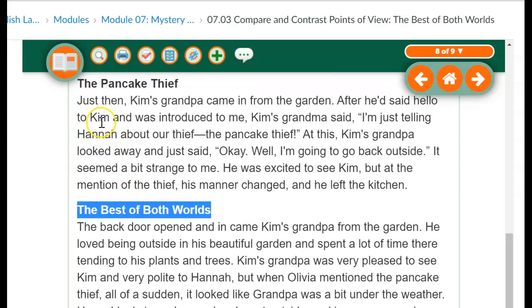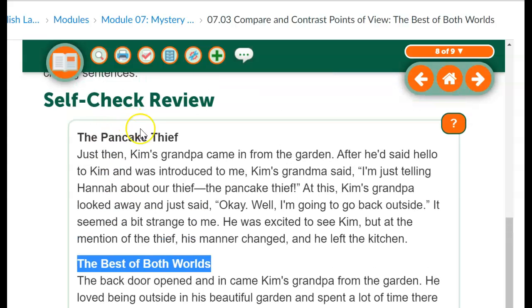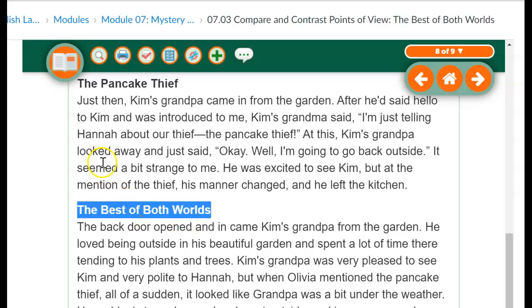So from the pancake thief, it says, just then, Kim's grandma came in from the garden. After he'd said hello to Kim and was introduced to me, Kim's grandma said, I'm just telling Hannah about our thief, the pancake thief. At this, Kim's grandpa looked away and just said, okay, well, I'm going back outside. It seemed a bit strange to me. He was excited to see Kim, but at the mention of the thief, his manner changed and he left the kitchen.